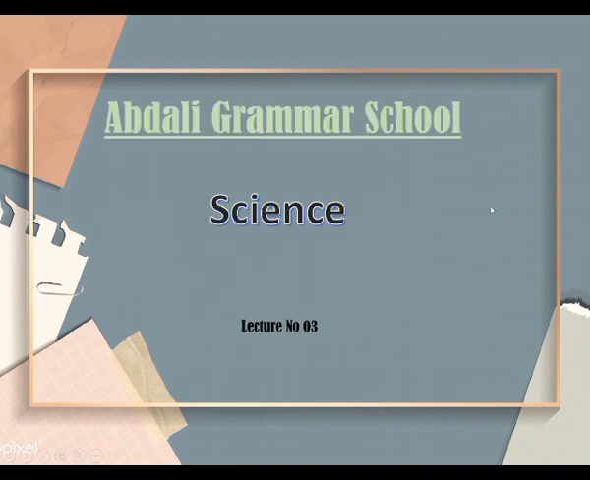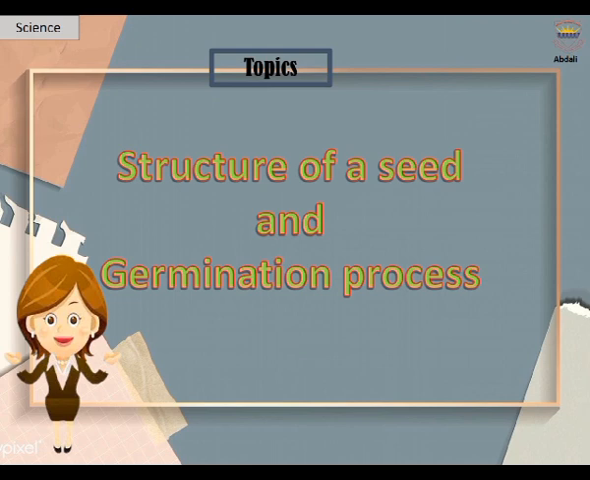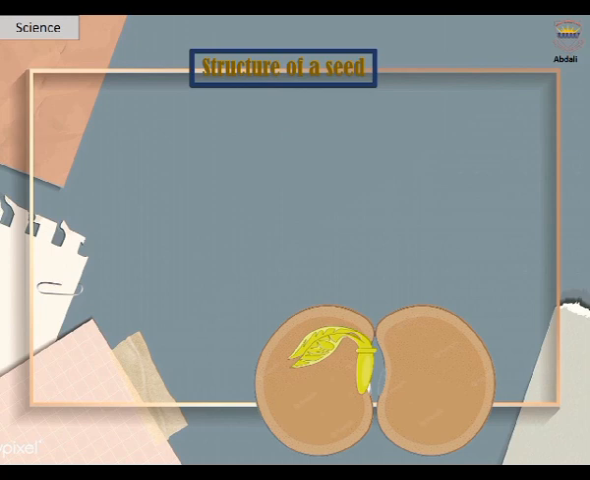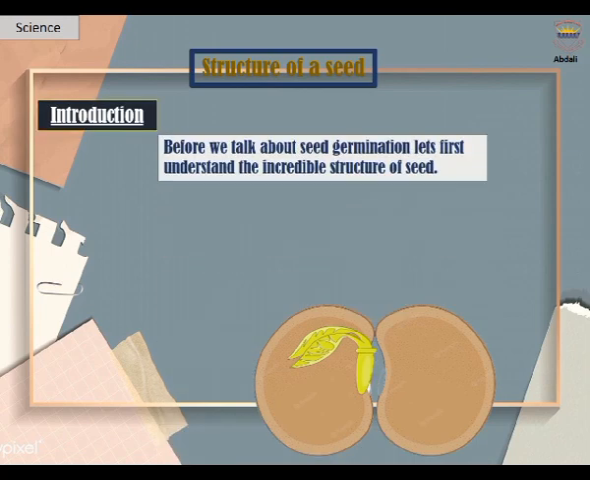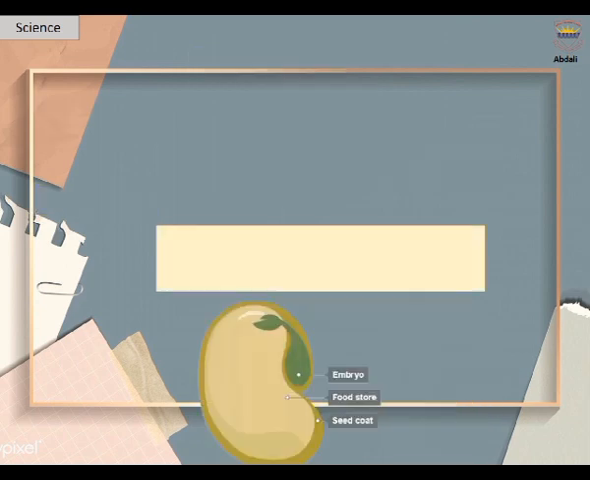Hello, curious minds. Today, we're going to delve into the captivating world of seeds and explore their fascinating structure and germination process. The structure of a seed. Introduction. Before we talk about seed germination, let's first understand the incredible structure of a seed. Though they may seem small, seeds are like nature's treasure chests, packed with everything a young plant needs to begin its life. A typical seed consists of three main parts.